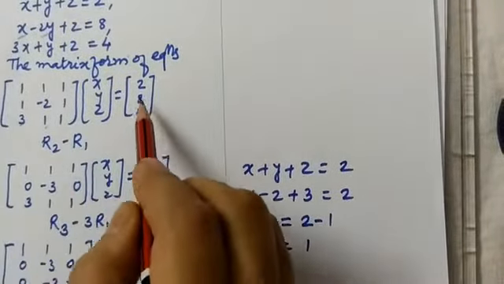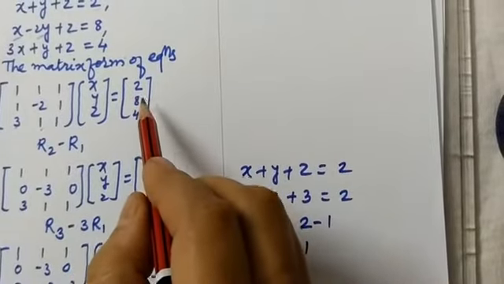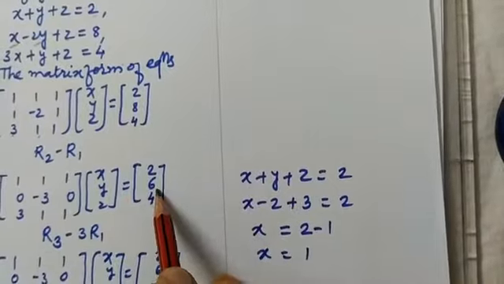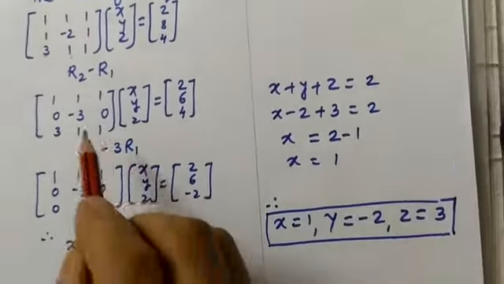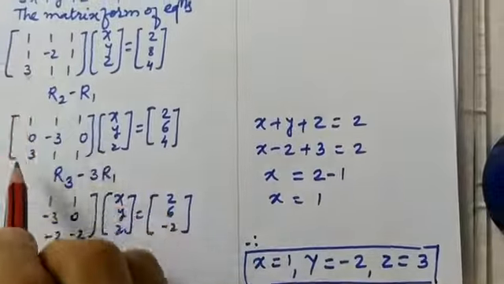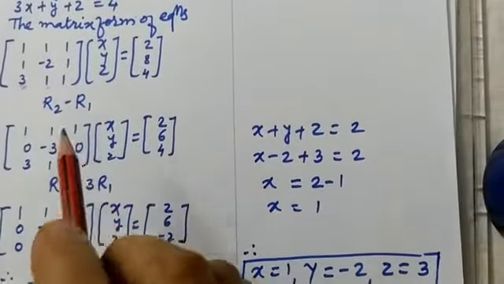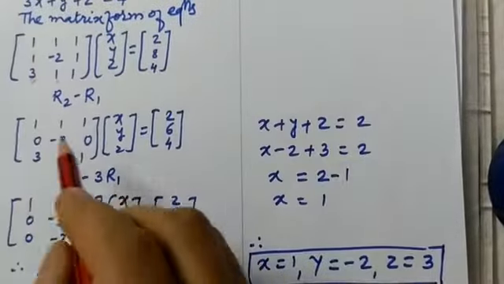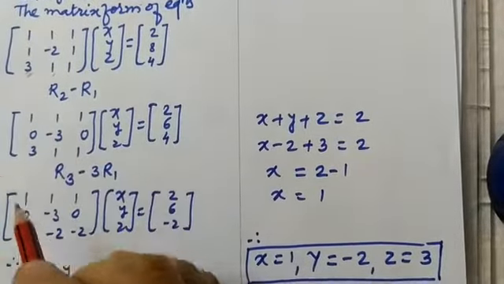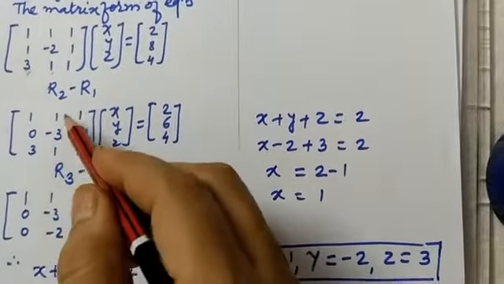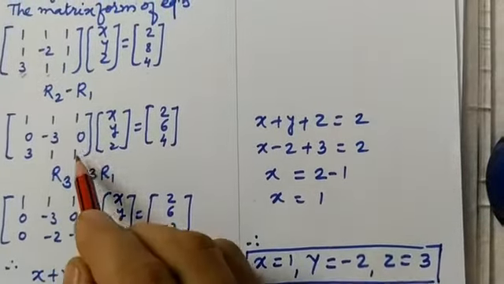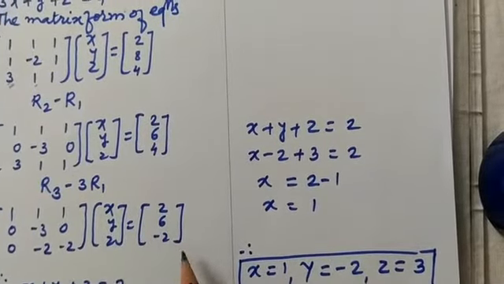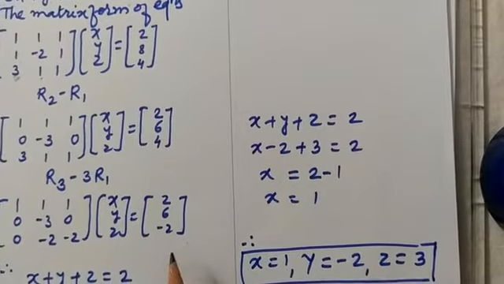This is as it is. The same procedure is followed for the RHS, that is r2 minus r1, 8 minus 2 is 6. Then comes r3 minus 3r1. This place we want 0, so the change should be in r3 only. So for r3, 3 minus 3 multiplied by 1 gives 0, 1 minus 3 gives minus 2, and 1 minus 3 gives minus 2, and x y z as it is. The same procedure is for the RHS also.